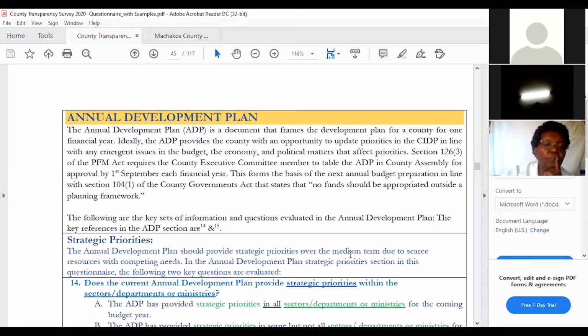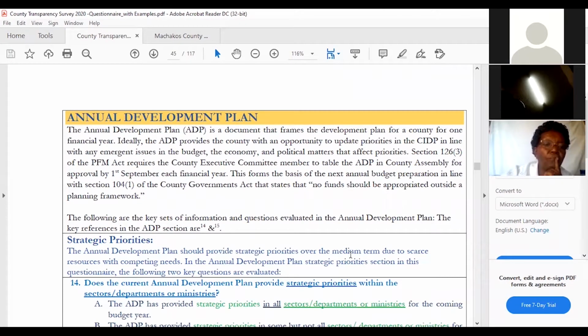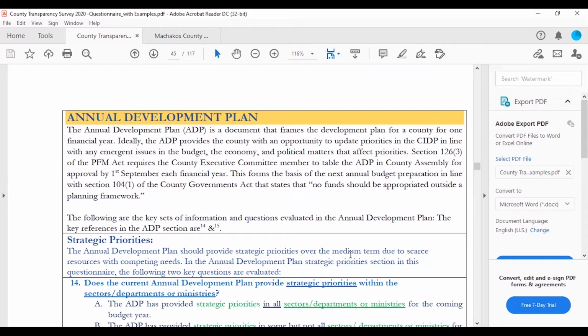As I had shared with you when we were learning about the budget calendar, in September, the budget circular for the county has to be ready by August 30th, and then by September 1st, the CEC for finance has to table the ADP in the county assembly for approval, so that the county assembly can then gazette it, and members of the public can participate in the public participation forums and give their input.